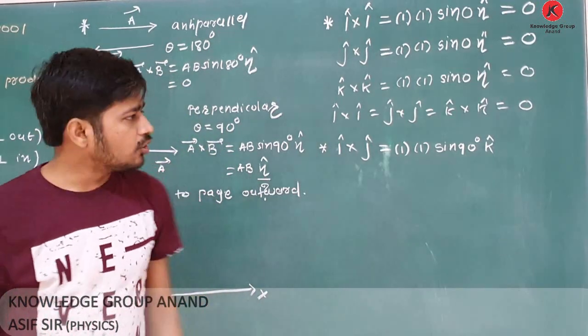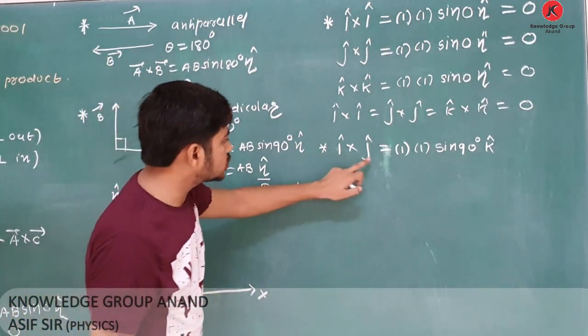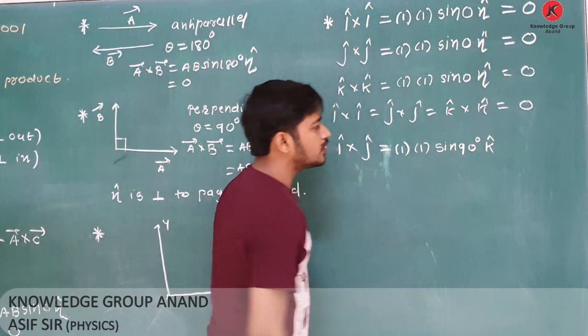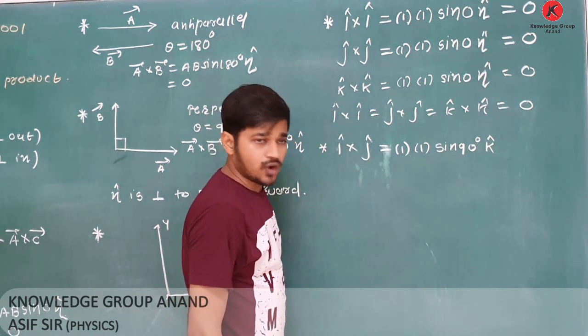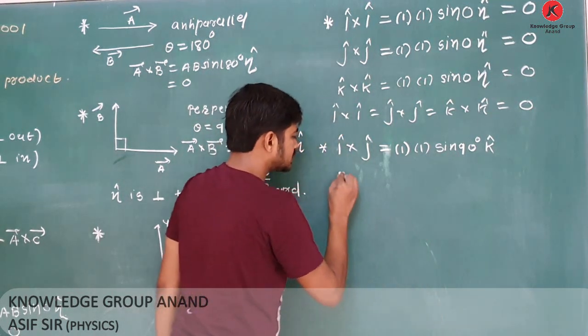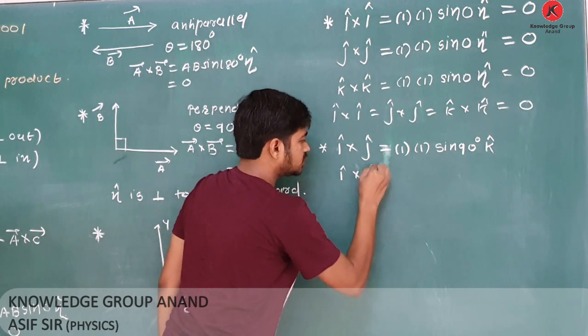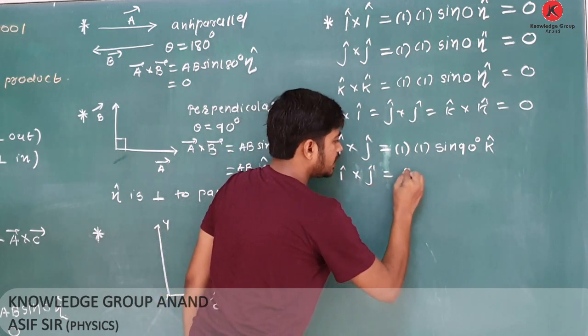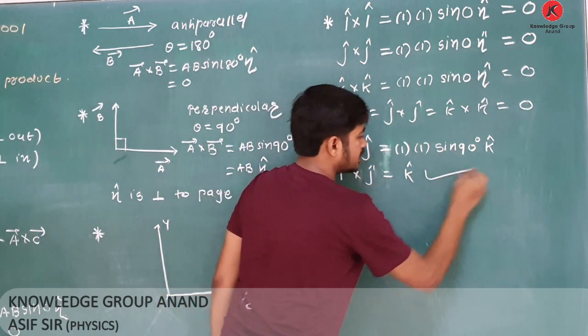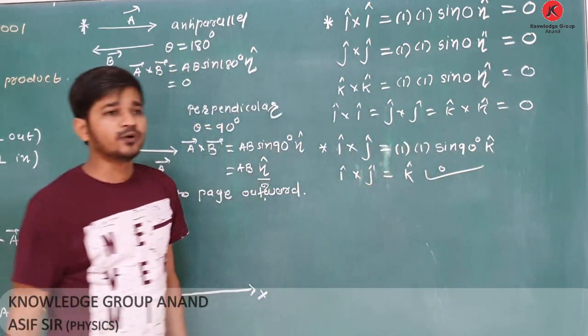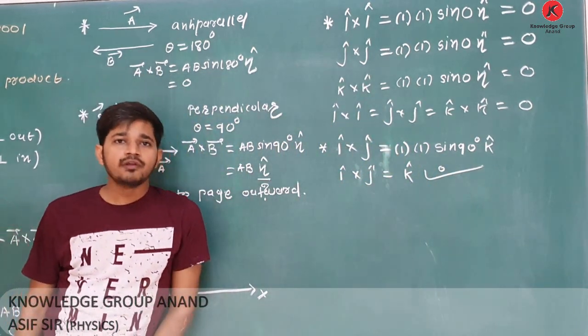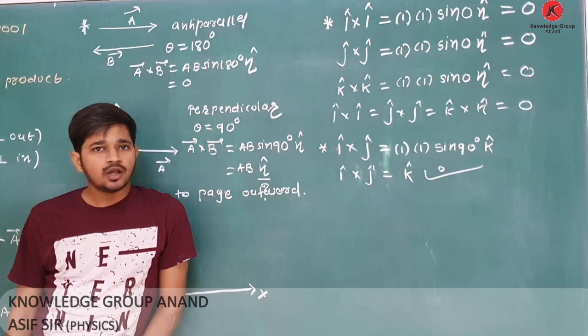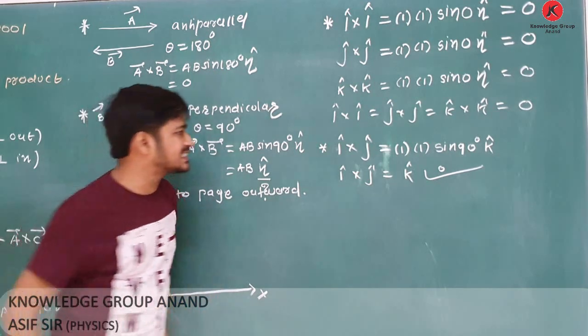Clear about this? Okay, so yes, i cross j is equal to 1 times sine 90. What is the value of sine 90? Yes, it is 1. So your answer is i cross j is equal to k caret. Clear? So yes, this you have to remember. Clear about this? Okay, now I am taking a second example.